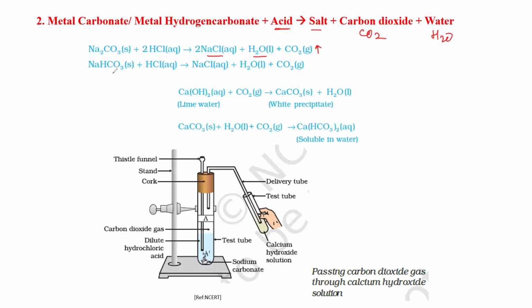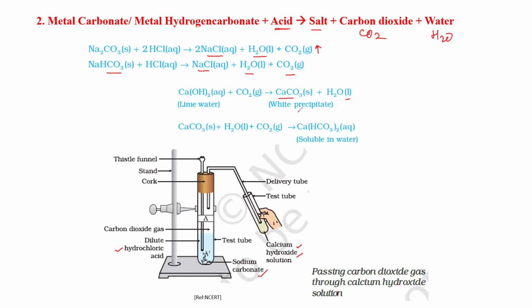Similarly, in the case of bicarbonate or hydrogen carbonate, when HCl reacts, we get NaCl as the salt, along with water and carbon dioxide. In this setup, sodium carbonate reacts with dilute HCl, and carbon dioxide gas is evolved. When that carbon dioxide gas passes over lime water, that is calcium hydroxide, it changes into calcium carbonate, a white precipitate, and a water molecule is also formed.